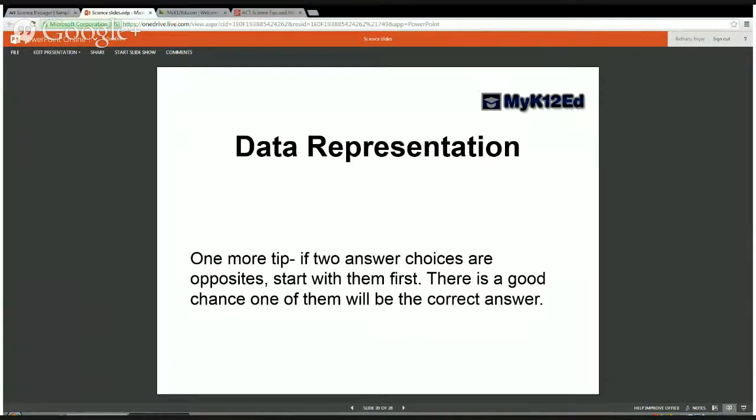One more tip for data representation. If two answer choices are opposites, start with them first. There's a good chance that one of them will be the correct answer. And this is usually the case for a lot of different sections on the ACT as well. If you look at something and there's two answers that really stand out that are direct opposites, chances are one of them's on there to kind of trick you because it's the opposite of the correct answer. So start with those, look at those two, see if one of those could be the correct answer, and then go from there.